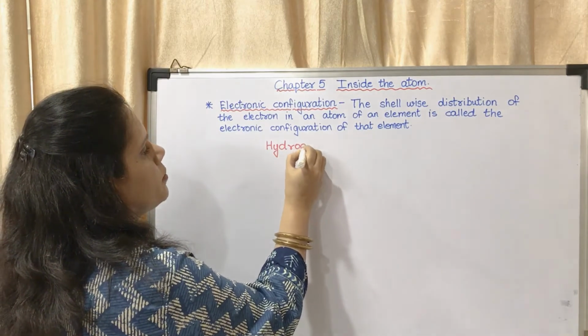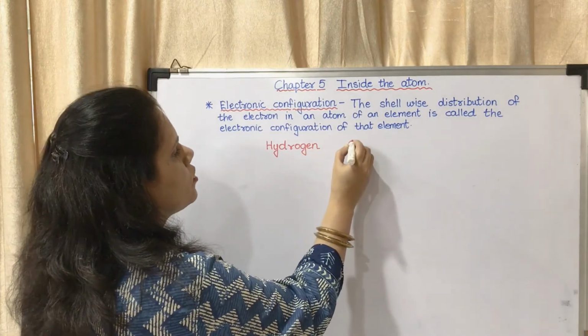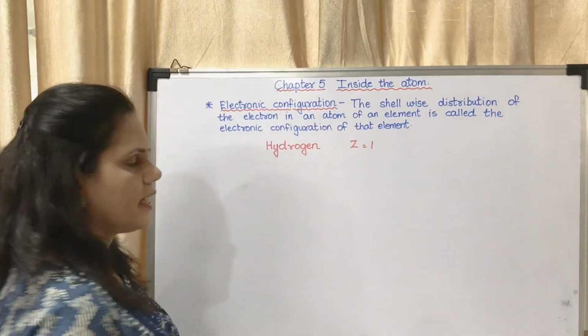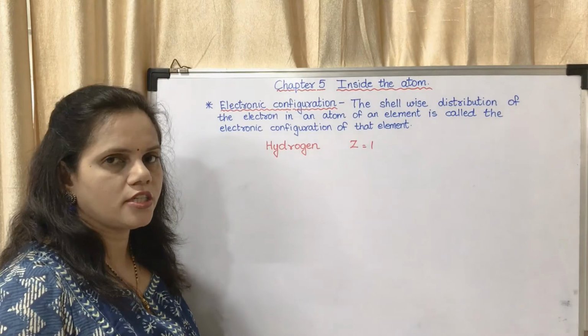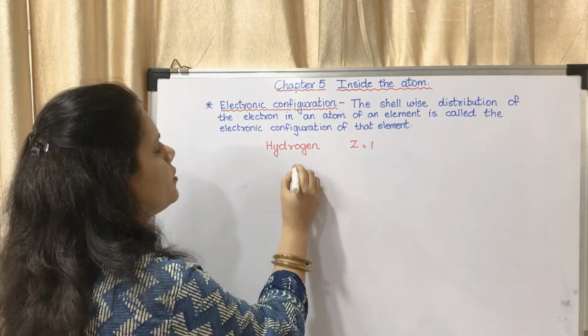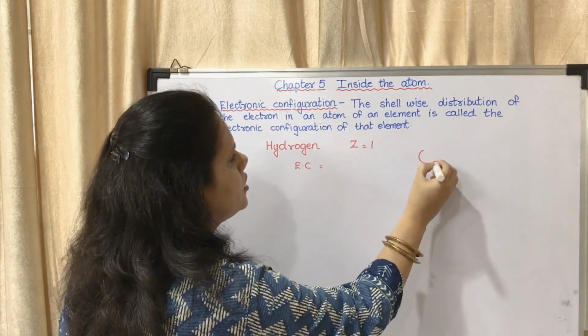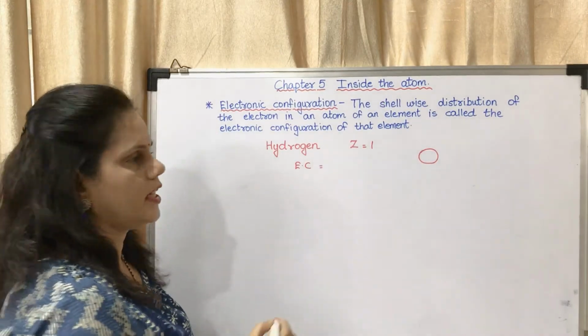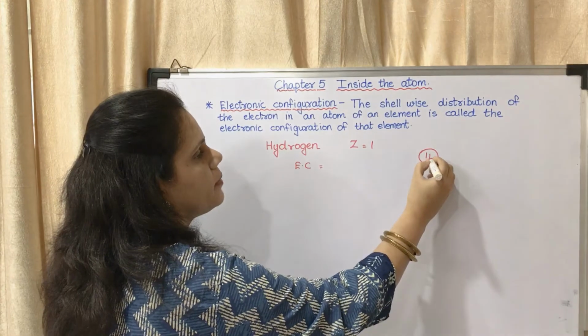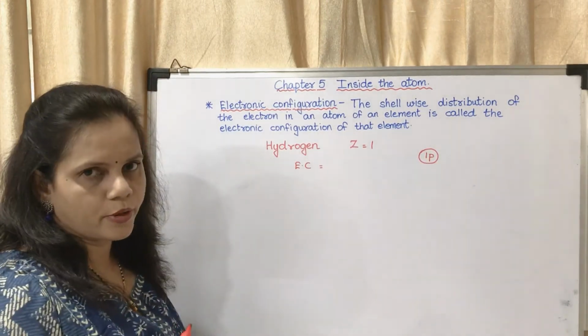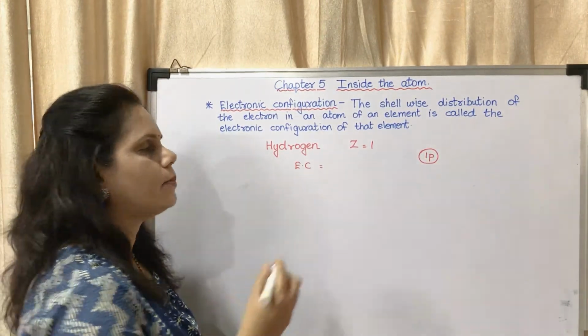The atomic number of hydrogen is 1. So when you write the electronic configuration, first I will draw the structure. This is the nucleus. How many protons will there be? There is only 1 proton.